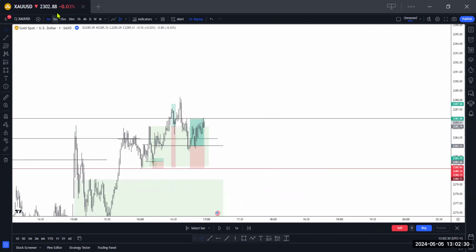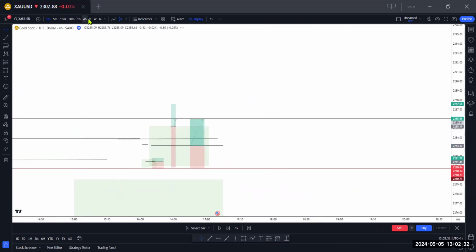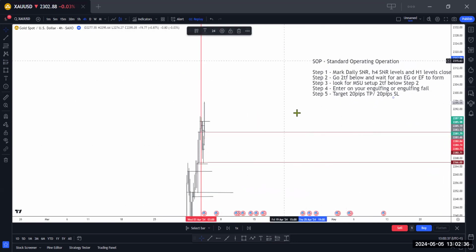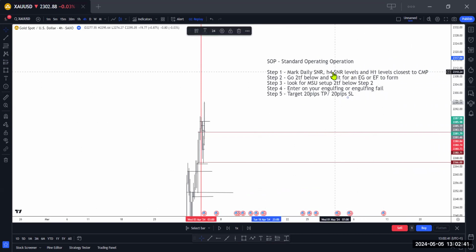This is super easy. So back to, you must always check H4, guys. Always, never leave H4 behind. Okay? Never leave your H4. So first step, H4 SNR level, daily SNR, H4 SNR, H1 SNR level, closest to current market price. Second step, go 2 time frames below and wait for an EG to form.